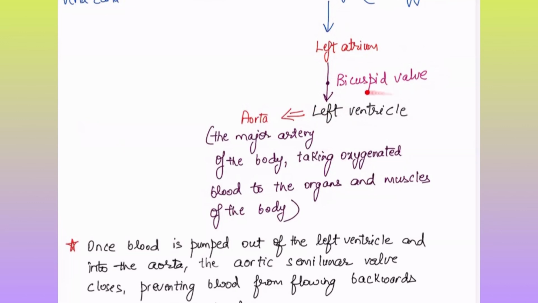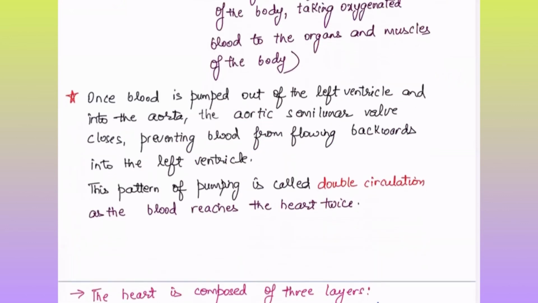Once blood reaches the left ventricle, the backflow of blood is prevented with the help of this valve, which shuts off. And the blood leaves the heart from the left ventricle via the aorta, which is the major artery of the body, taking oxygenated blood to the organs and muscles of the body. Once blood is pumped out of the left ventricle and into the aorta, the aortic semilunar valve closes, preventing blood from flowing backwards into the left ventricle. This pattern of pumping is called double circulation, as the blood reaches the heart twice.